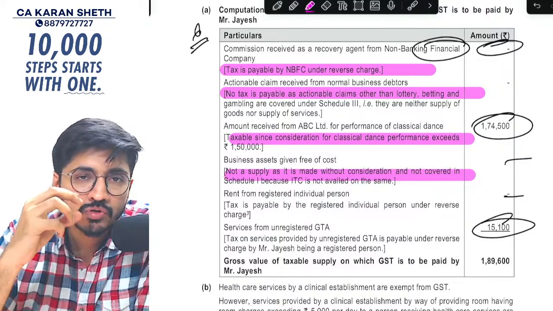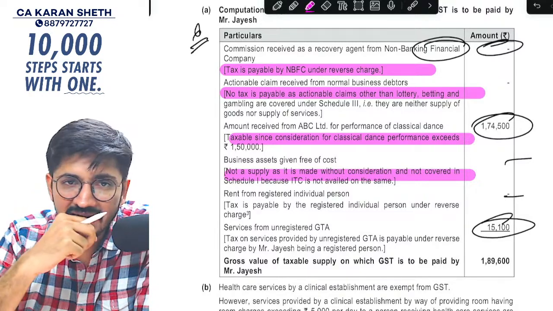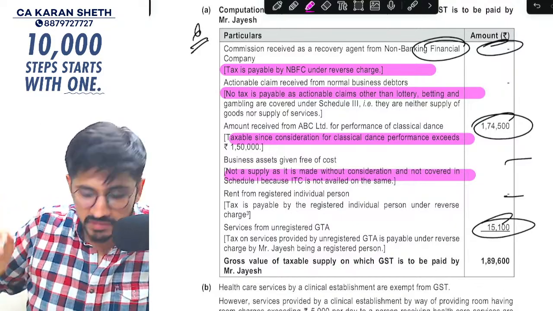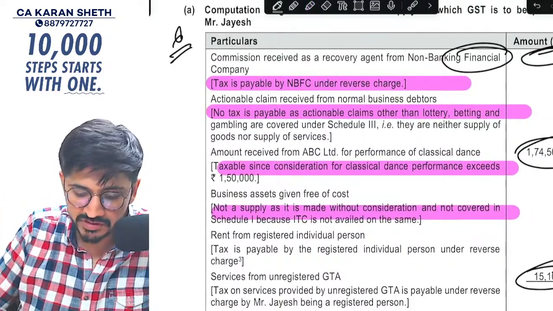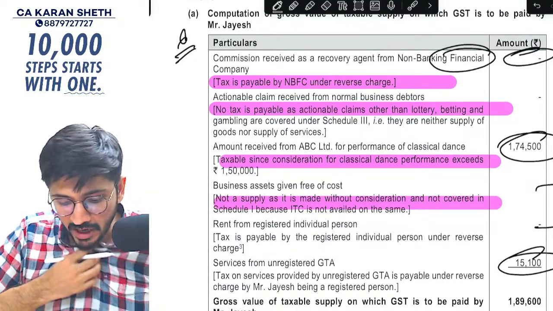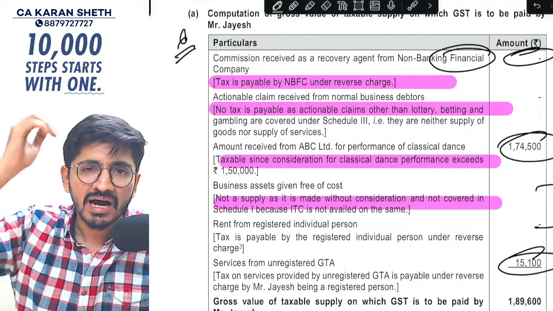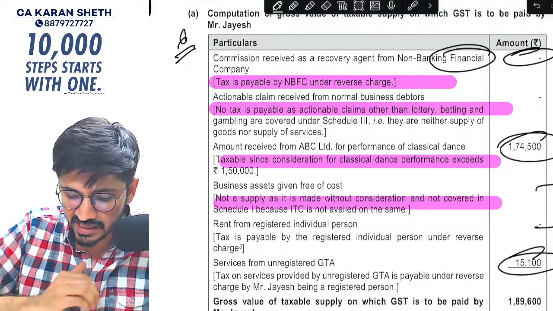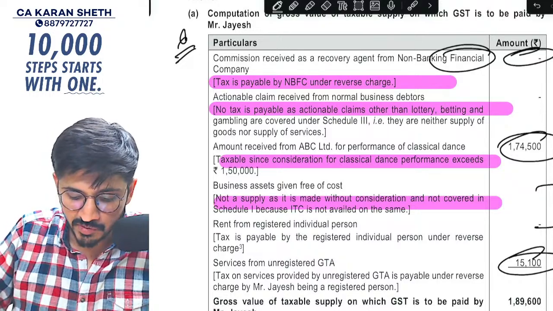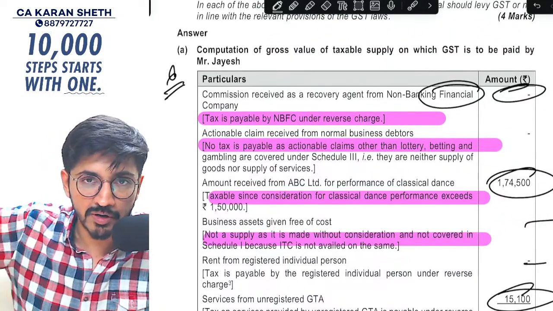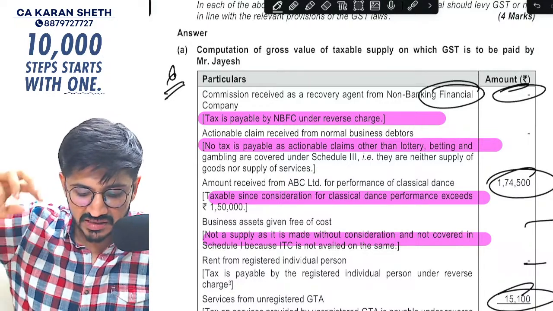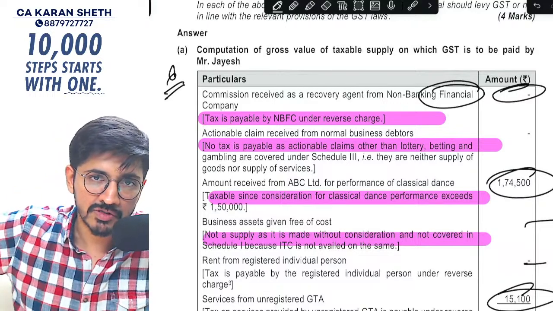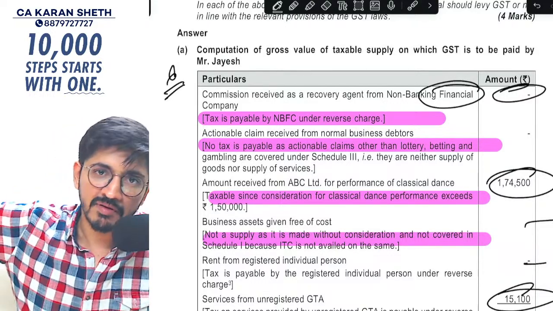If you see these things, you will realize that they have written the reasons in short, very cut to cut. For example, in the first one, they have not said that a recovery agent providing service to bank or NBFC, RCM will apply. Simple. Tax payable by NBFC under RCM. They have just taken the position, and it will not be the liability of Mr. Jayesh but of the recipient. If you are unsure, you can just write that if a recovery agent is providing service to NBFC, NBFC will pay the tax.